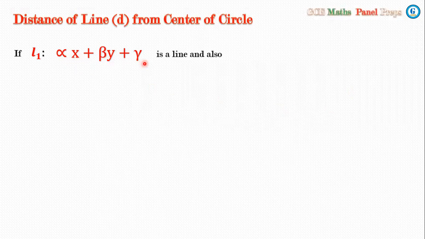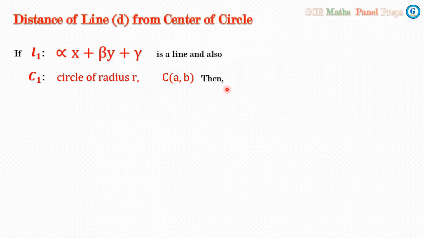The next thing we discuss is the distance of a line from the center of a circle. The distance of a line from the center of a circle. Let us consider the line. Let L1 be a line, alpha x plus beta y plus gamma equals 0. And the circle of radius R, so you have a circle whose center and radius are given respectively as (a, b) and R.